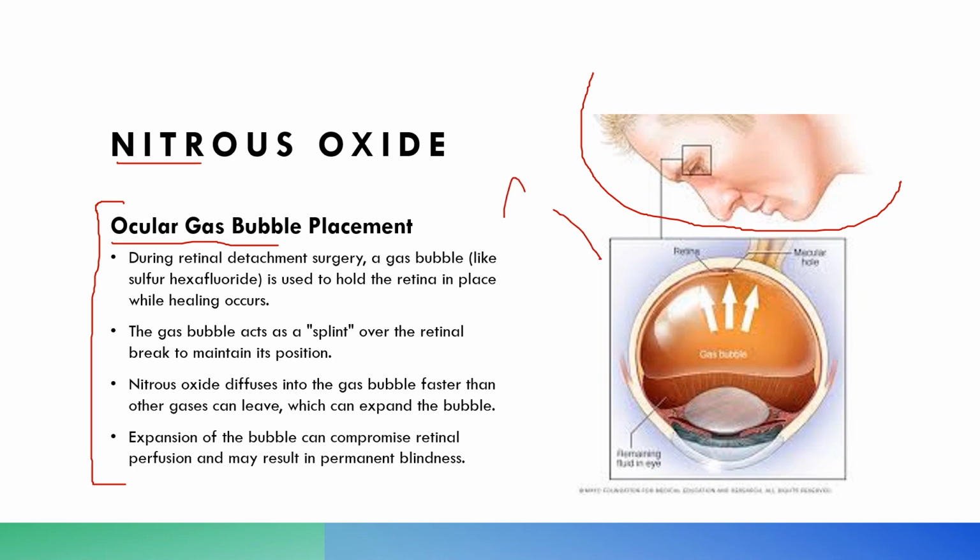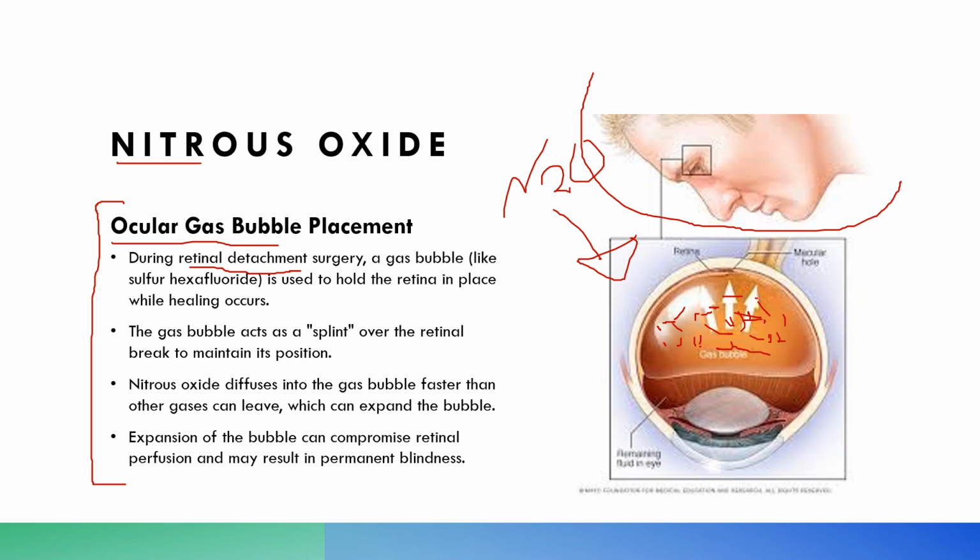So if I was to start some nitrous on this patient, say they end up having to come in and have their gallbladder taken out, or they fractured their femur, whatever the case may be, that nitrous will find this gas bubble and expand this gas bubble. So we can obviously see why that would be a bad thing, right? Most commonly, you're going to see sulfur hexafluoride is a commonly used bubble.